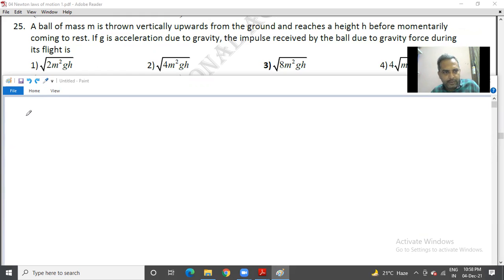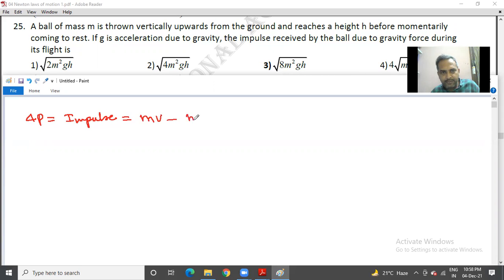So remember, change in momentum is numerically equal to impulse. This impulse part we get after we complete the discussion of Newton's second law. But impulse is numerically equal to change in the momentum, that is mv minus mu.